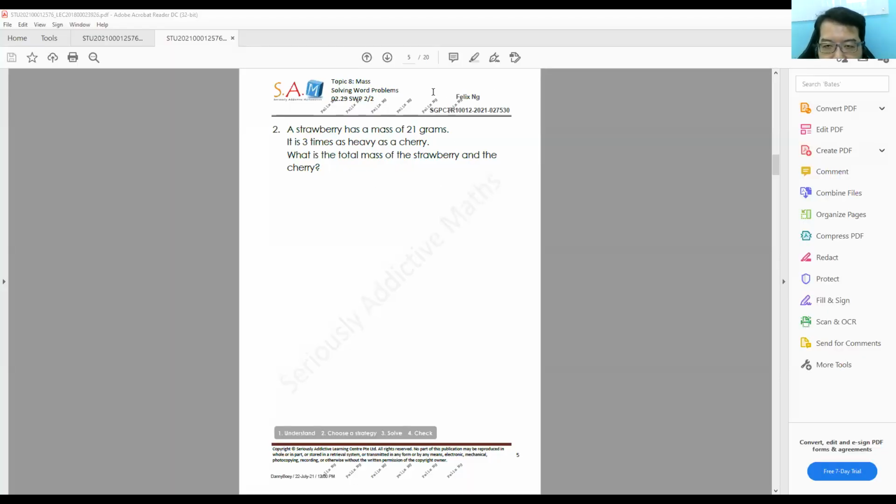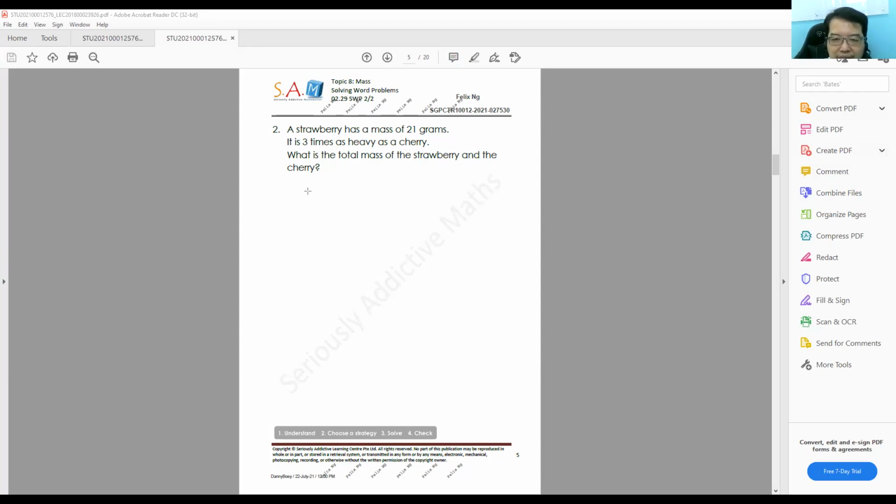All right, next question. A strawberry has a mass of 21 grams. It is 3 times as heavy as a cherry. What is the total mass of the strawberry and the cherry? So take note of this: 3 times as heavy. 3 times is almost like more than, 3 times more. So we know that we need to draw a stack model, 1 for strawberry and 1 for cherry. Okay, so let's do that.